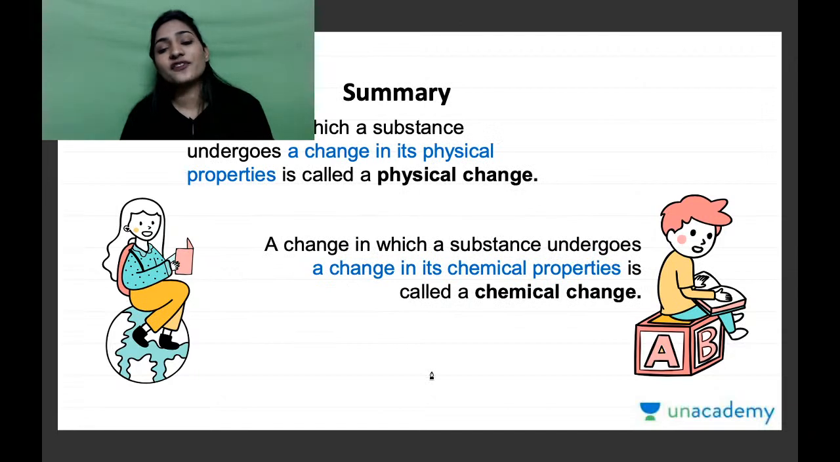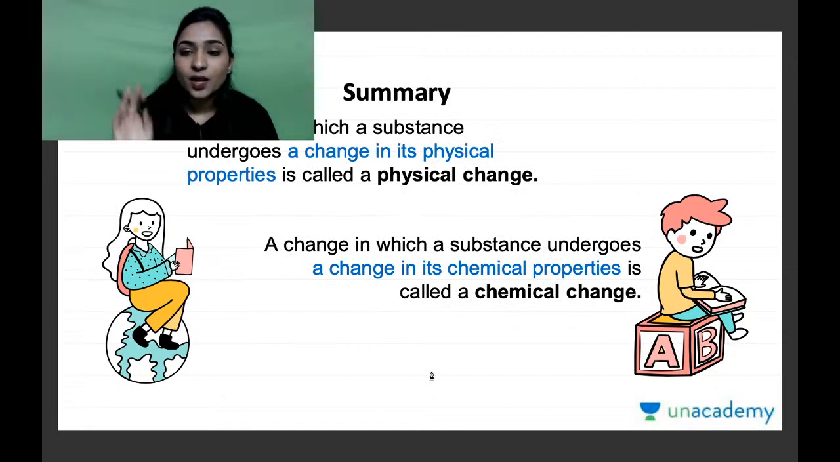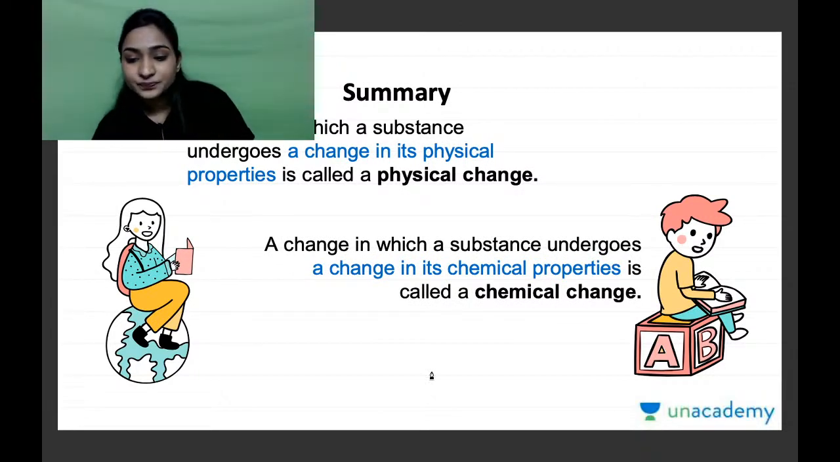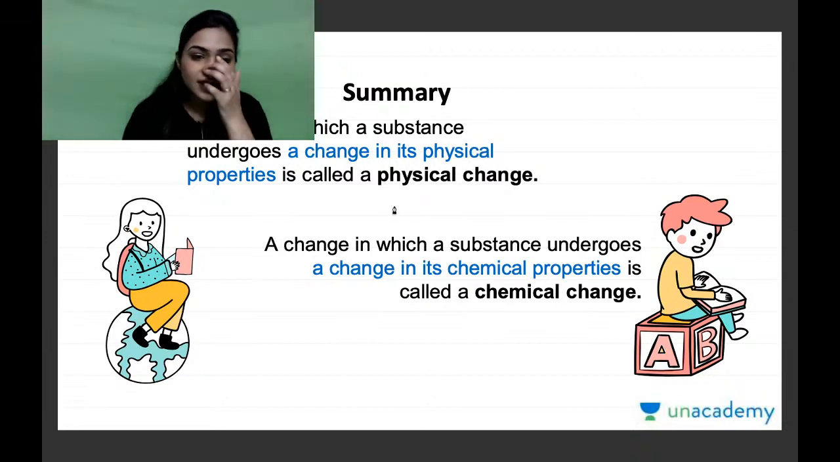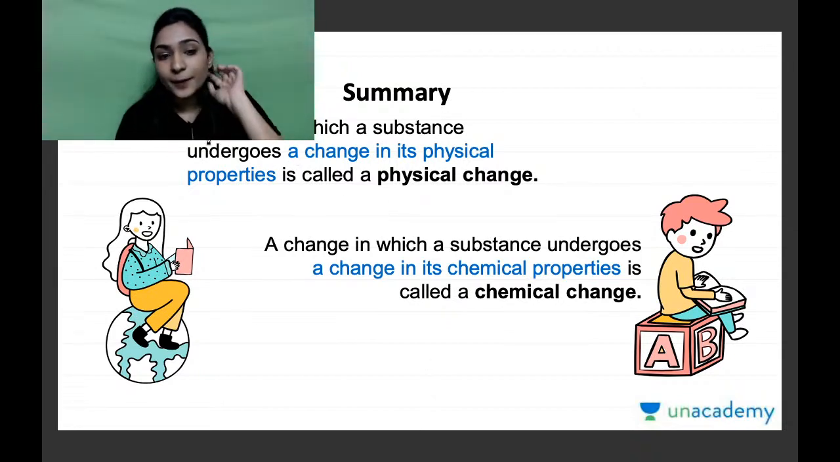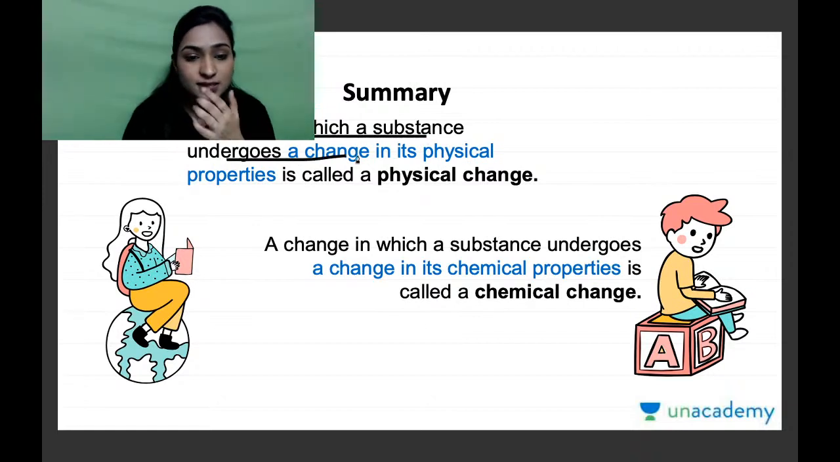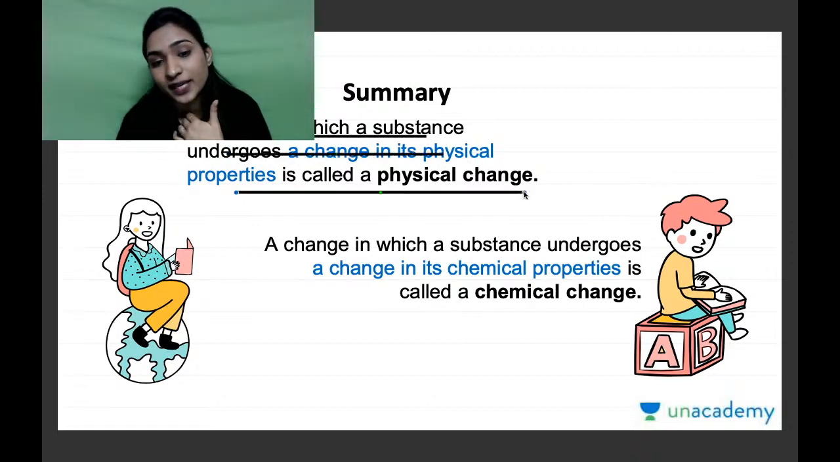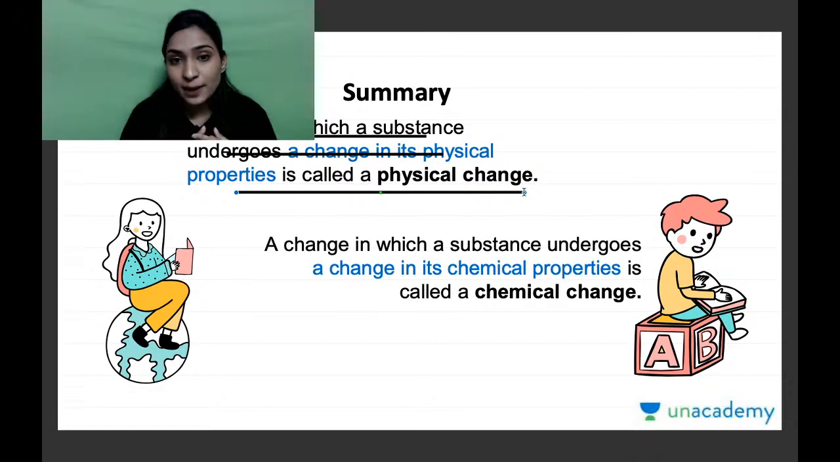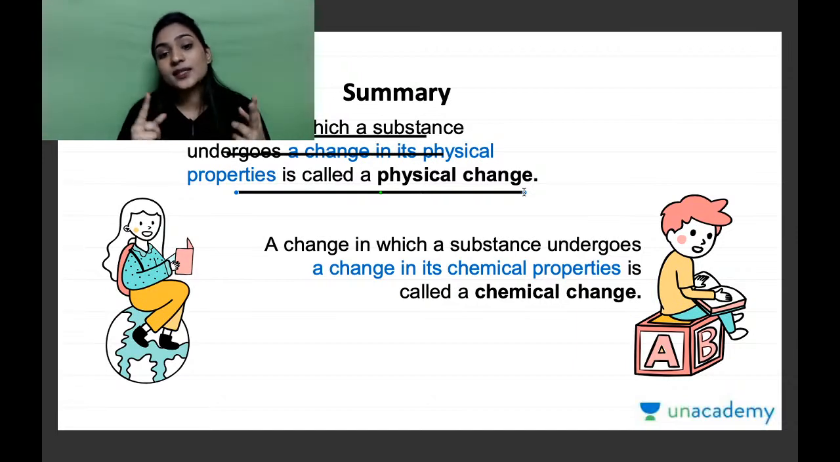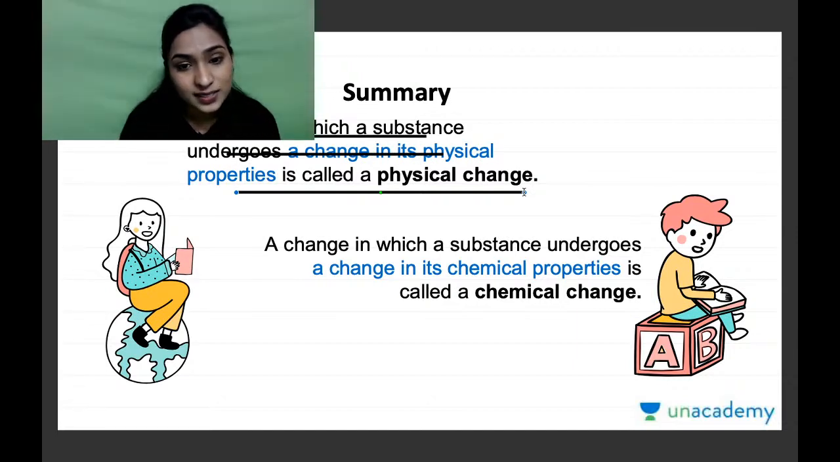So now we've come to the end of this session. Let's just do the summary. A change in which a substance undergoes a change in its physical properties is called a physical change. For example, change in shape, change in size, change in color and change in state. These changes will be called a physical change.